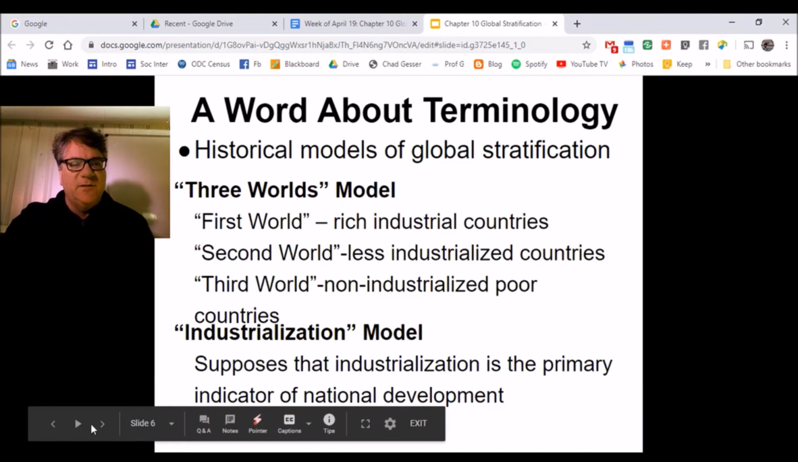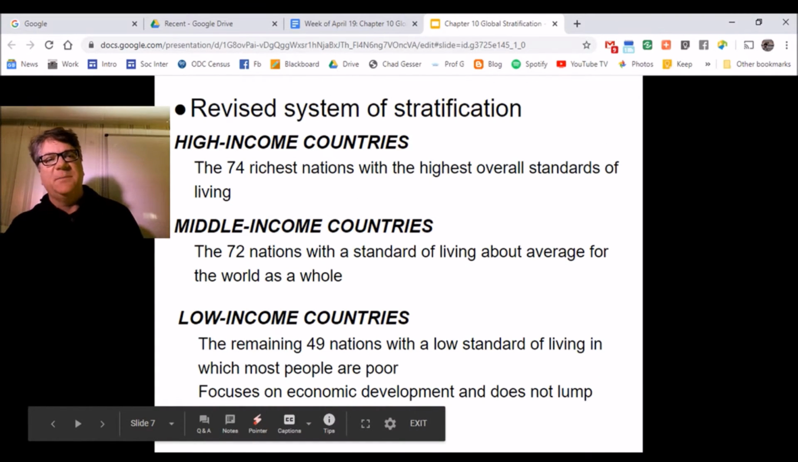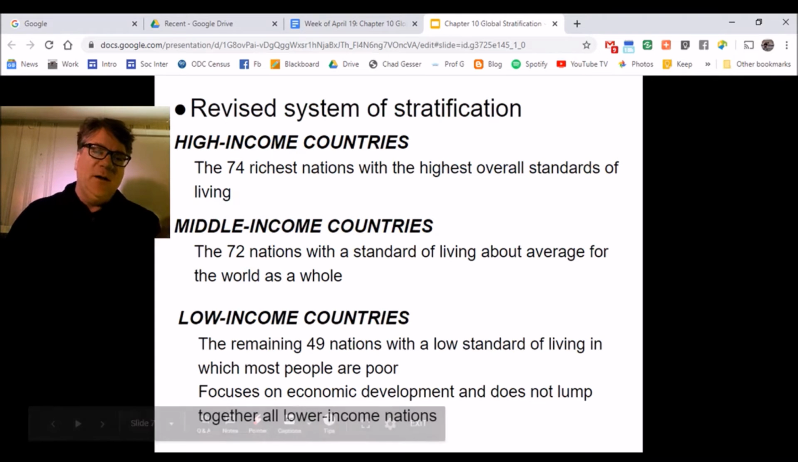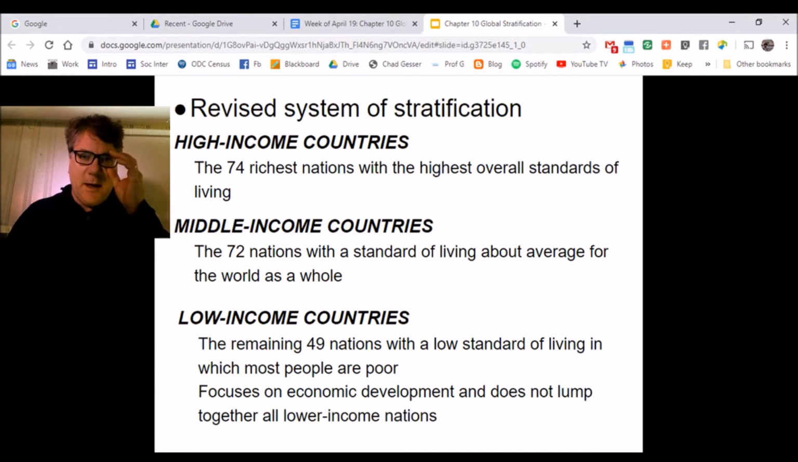So let's move on to the next slide. That new model we've adopted is high income, middle income, and low income countries, okay? Which countries are considered high income, which countries are considered middle income, and which countries are considered low income countries.